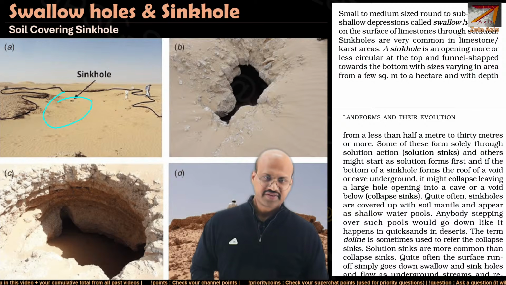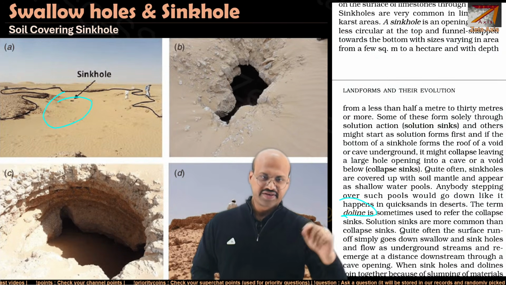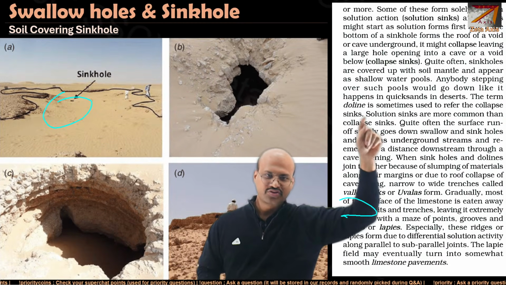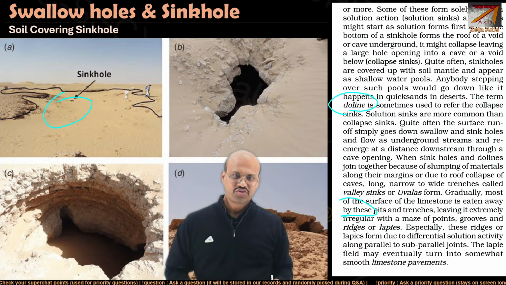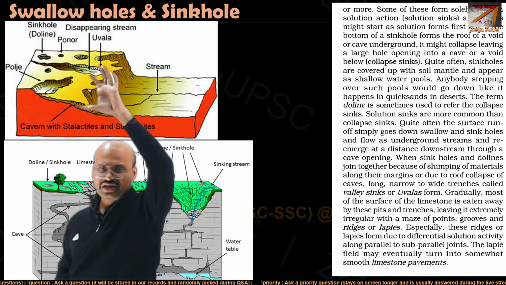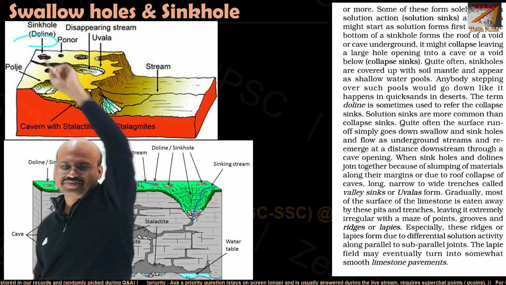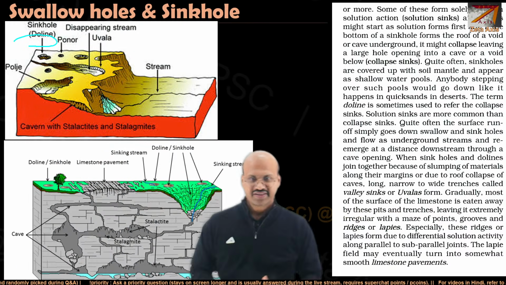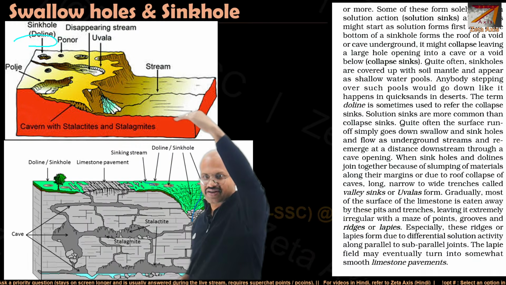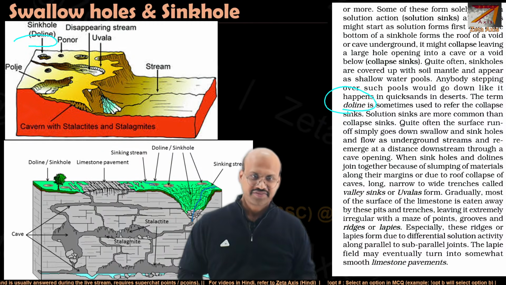Then the term doline. So here is another landform, that is doline. It is sometimes used to refer to the collapse sinks. Here we can see the landforms and their example. This is the doline, which is a collapse sink. That is, the roof has fallen down onto the cave below. So a sinkhole which is created by that is called a collapse sink or doline. There is another word for the same sink.